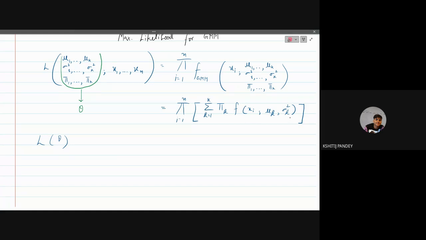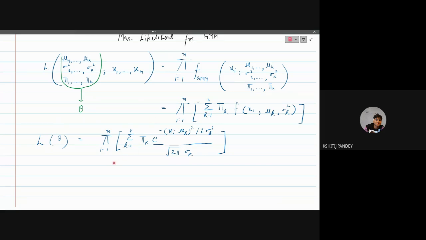on putting the PDF formula of Gaussian, it becomes product over i equal to 1 to n, then summation from small k equal to 1 to K, then pi k corresponding to each mixture, and now the PDF for normal distribution, which is e raised to the power minus (xi minus mu k) whole square divided by 2 sigma k square, and this thing divided by root over 2 pi into sigma k.